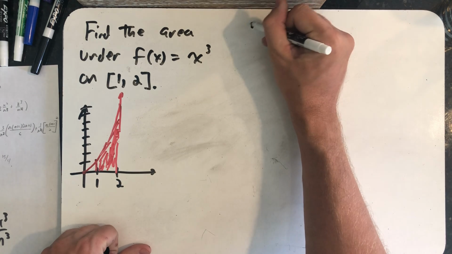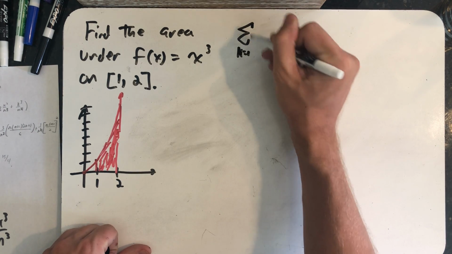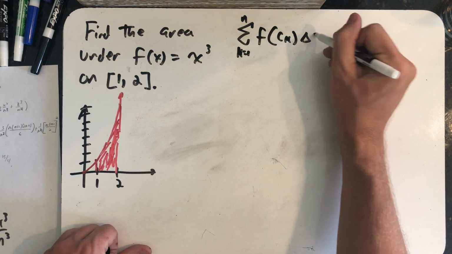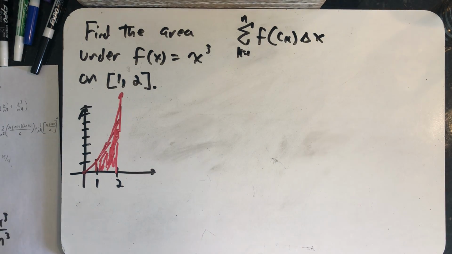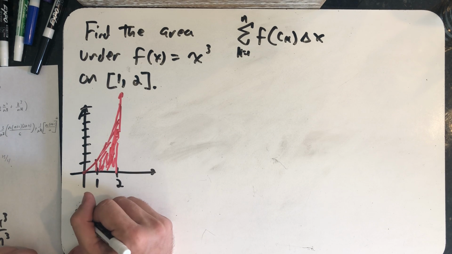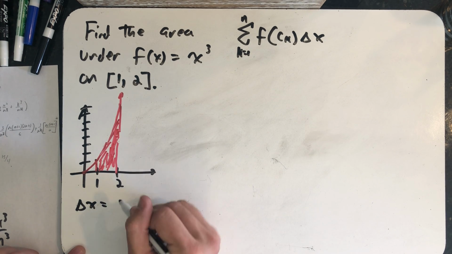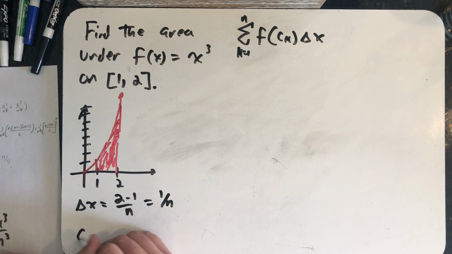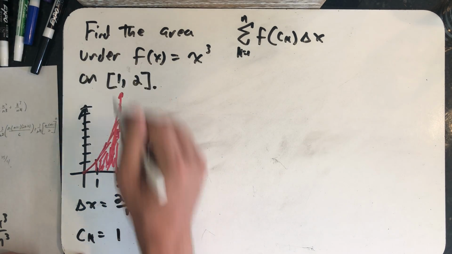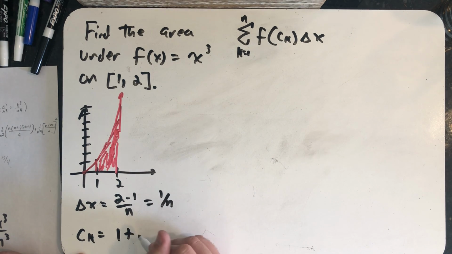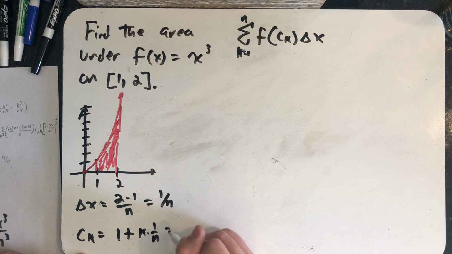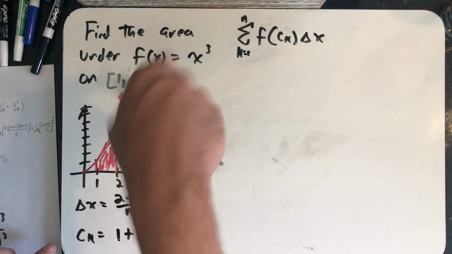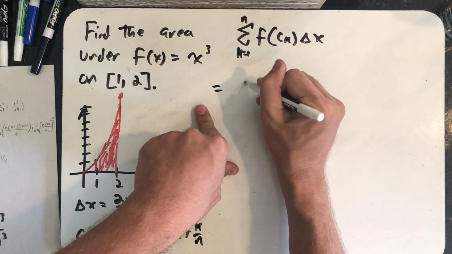I know my Riemann sum will have the format of a sum from 1 to n of f of ck times delta x. I'm going to let the ck be the right-hand endpoints, just as we've done in the previous videos, and delta x will be b minus a all over n. My right-hand endpoints are interesting here because a is 1, and then k times delta x. So my right-hand endpoints will always be 1 plus k over n. That's the value I actually have to plug into my function.